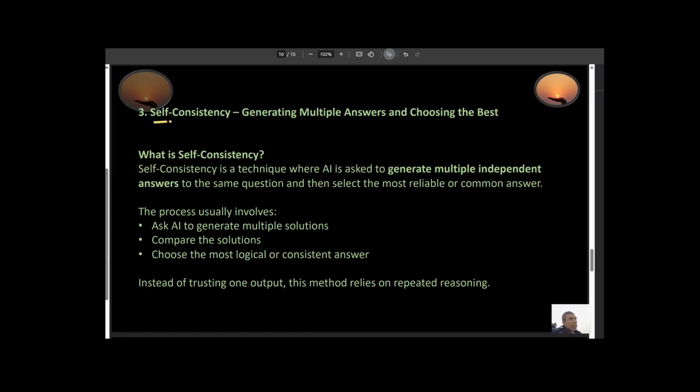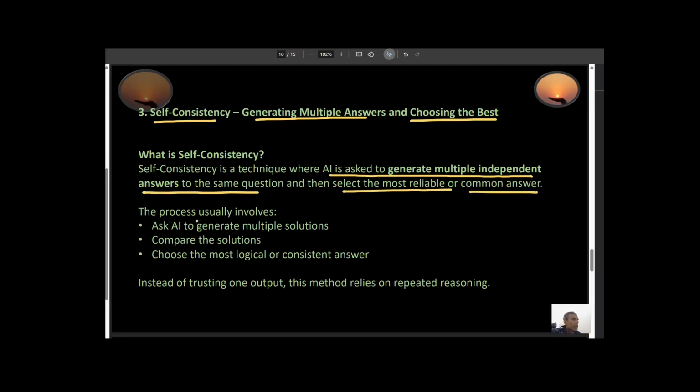Then you have self-consistency. What it means is generating multiple answers and choosing the best answer. It's a technique where AI is asked to generate multiple independent answers to the same question and then select the most reliable or common answer. In this process, you're asking AI to generate multiple solutions. That's the first thing. Then compare the solutions and choose the most logical or consistent answer. So instead of trusting just one output, this method relies on repeated reasoning.